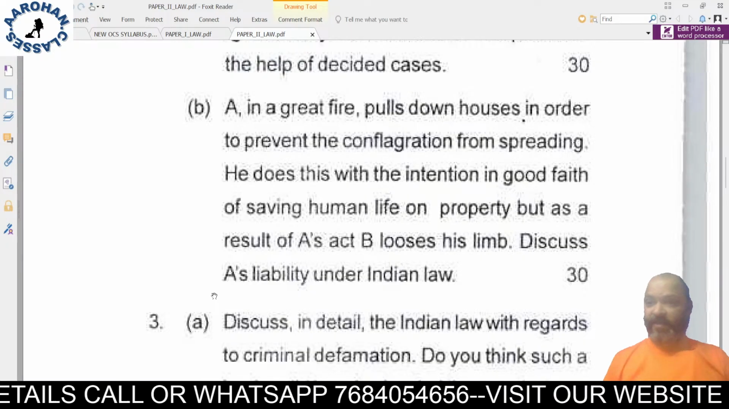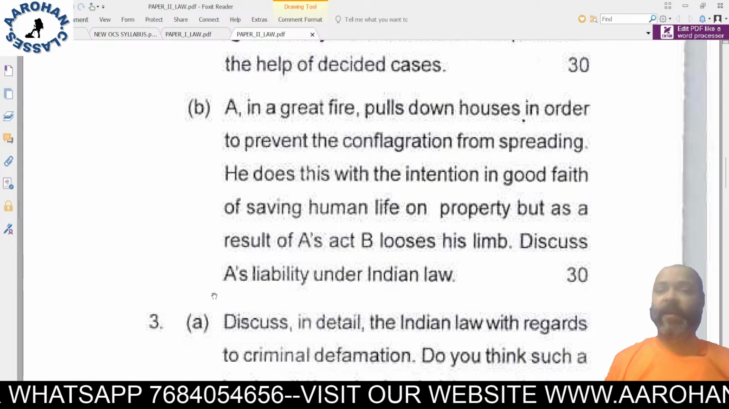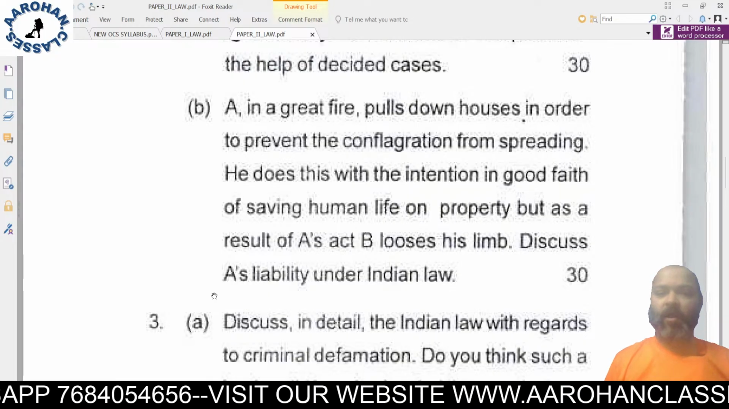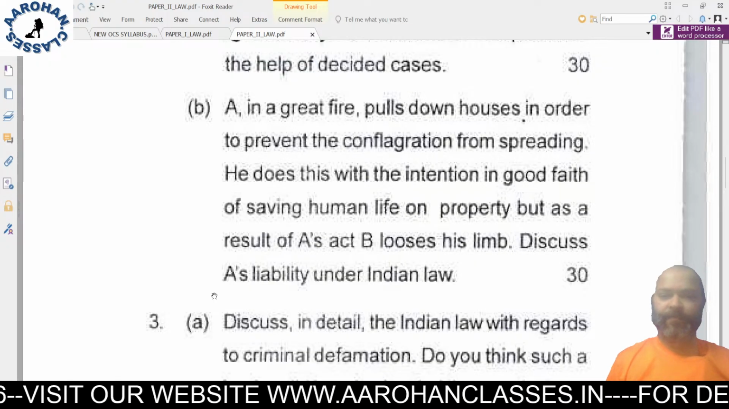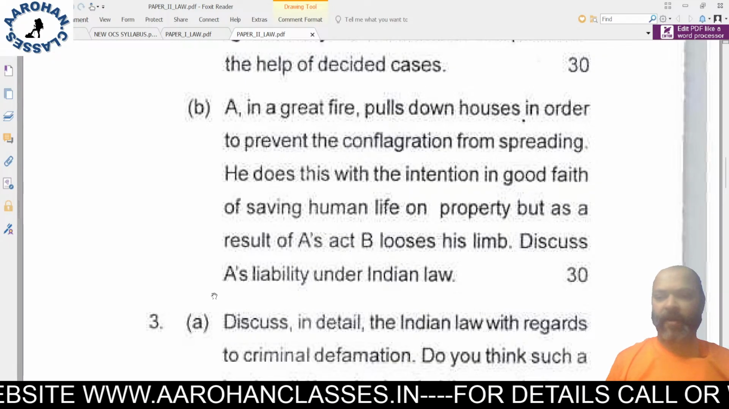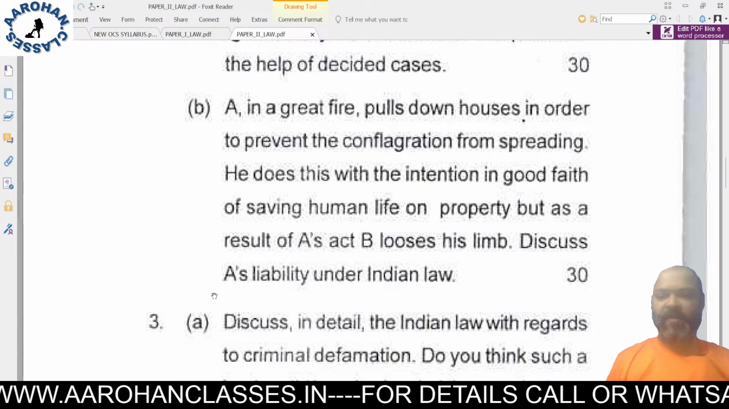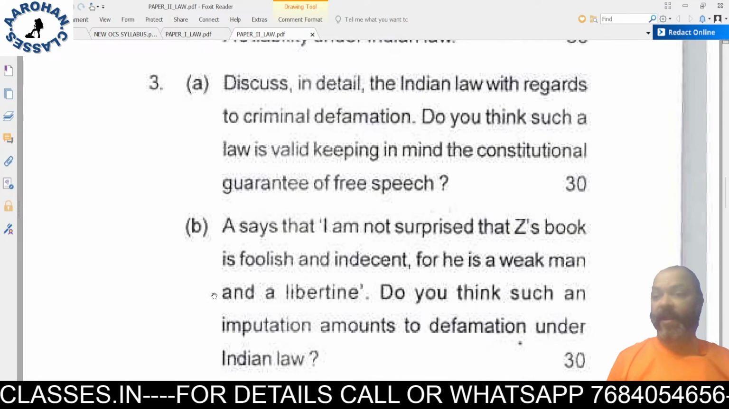Then these are the problem-based questions. A, in a great fire, pulls down houses in order to prevent the conflagration from spreading. He does this with the intention, in good faith, of saving human lives and property, but as a result of A's act, B loses his limb. Discuss A's liability under Indian law.